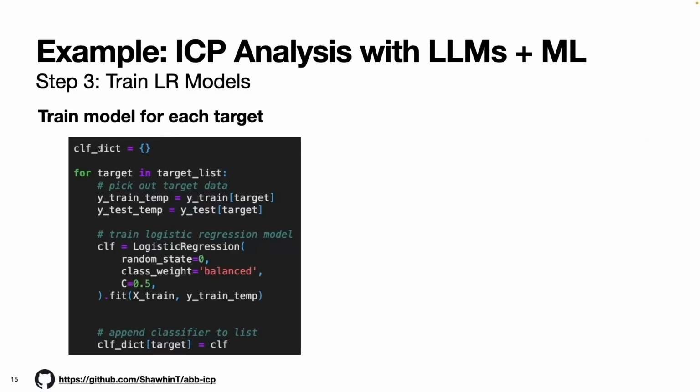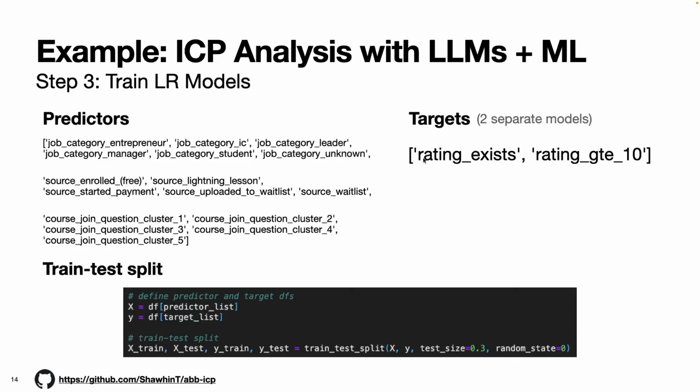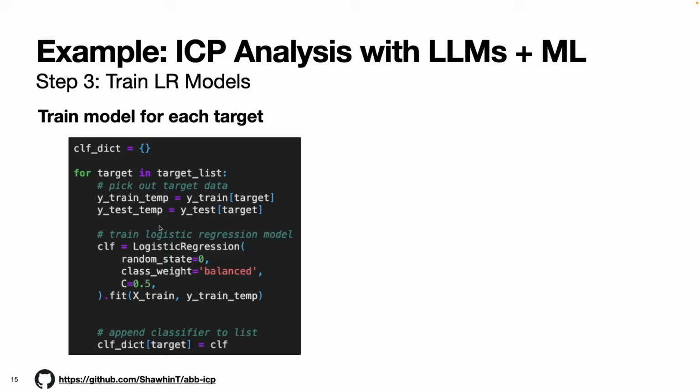So the way I do this is I initialize this dictionary, and then I have this target list, which we saw in the previous slide. So one target is rating exists, the other target is rating greater than or equal to 10. And then we just go through this loop one at a time. For the first target, if they left a review, we'll pick out the training and the testing data, and then I'll train this logistic regression model.